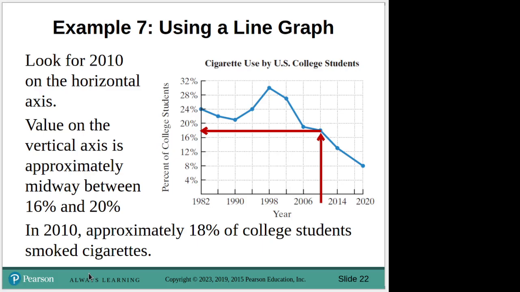And so we can use this line graph to also approximate, because we can look at a point and we can ask ourselves, well, it's somewhere between 16 and 20. So we'll say that's 18%. And so this was in 2010. About 18% of college students were smoking.